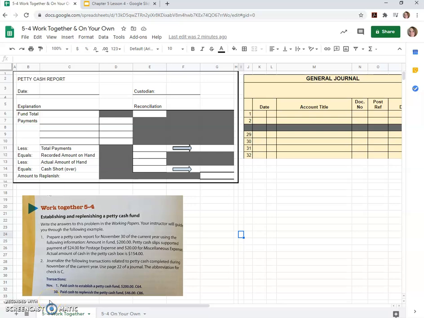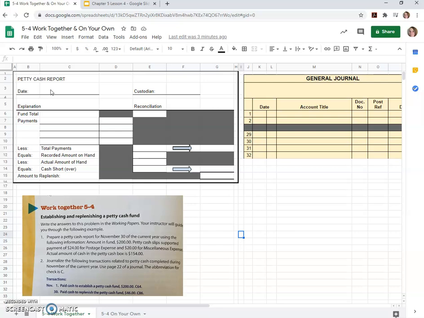All right, in this video, I'll be doing the Chapter 5, Lesson 4, Work Together problem, which can be located on page 146 of your textbook. But the first thing I'm going to do is point to the fact that we are starting with a petty cash report. The steps for completing the petty cash report are on page 143 of your textbook, so you could follow along with them there. Or you can watch this video and I'll take you through the steps.